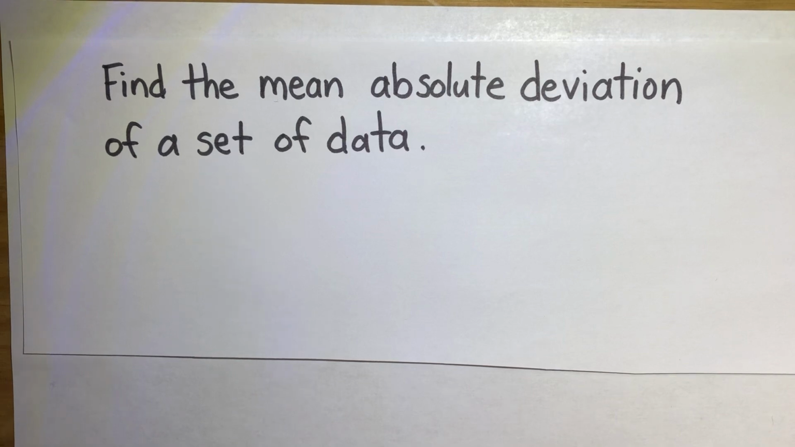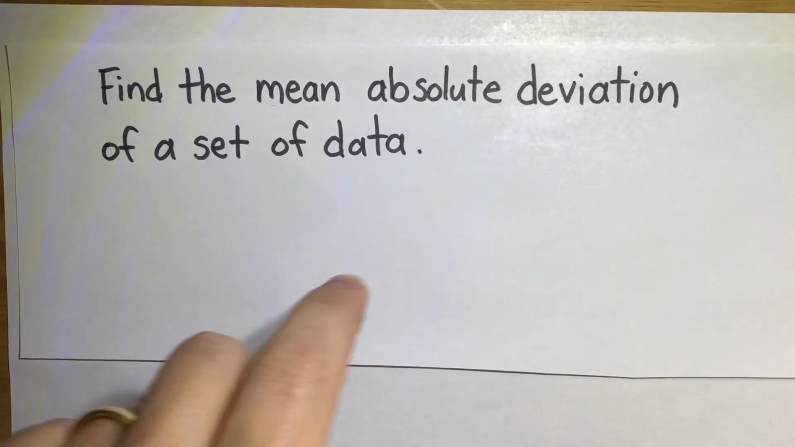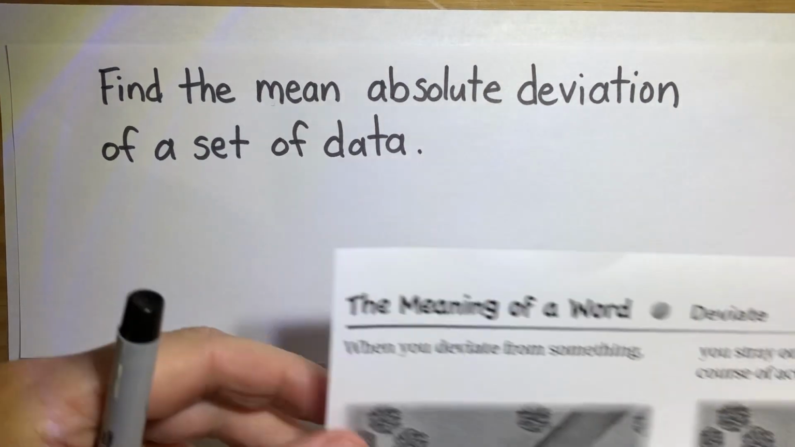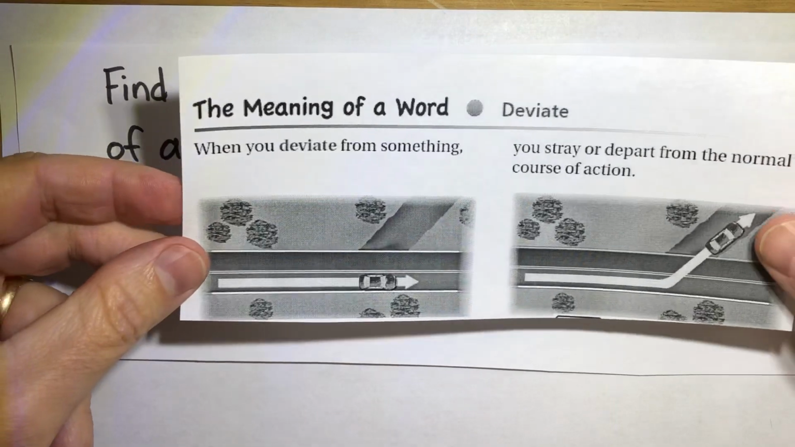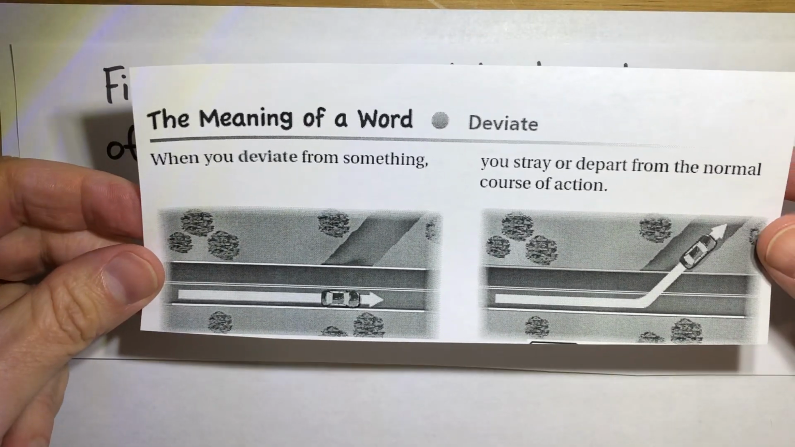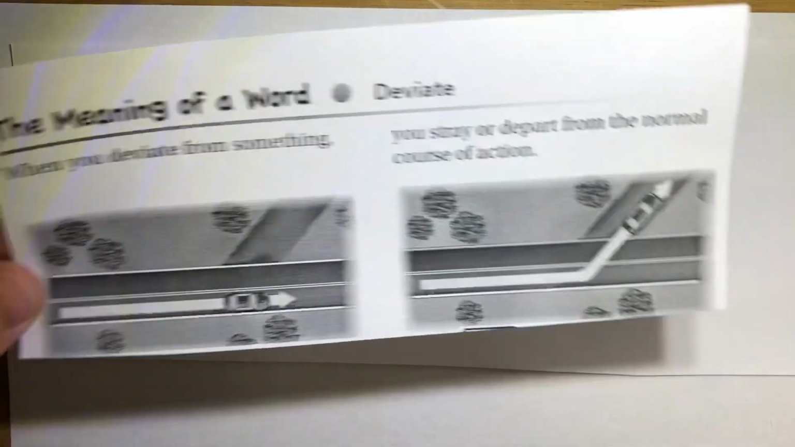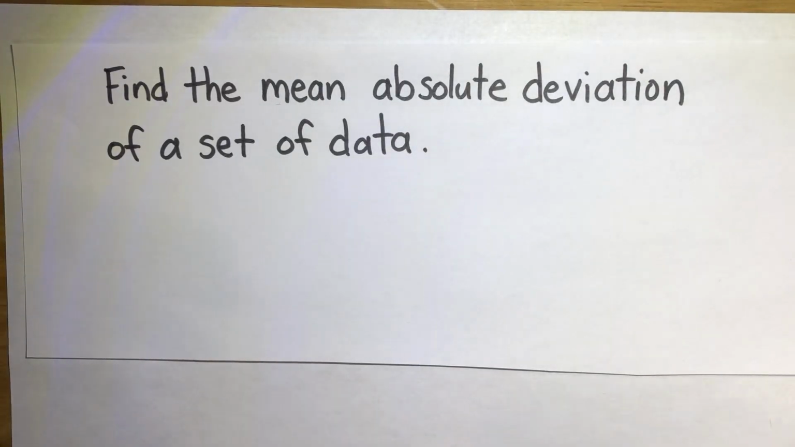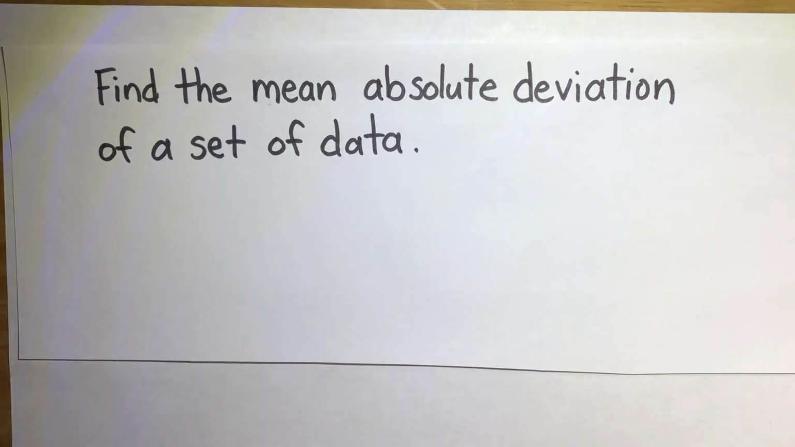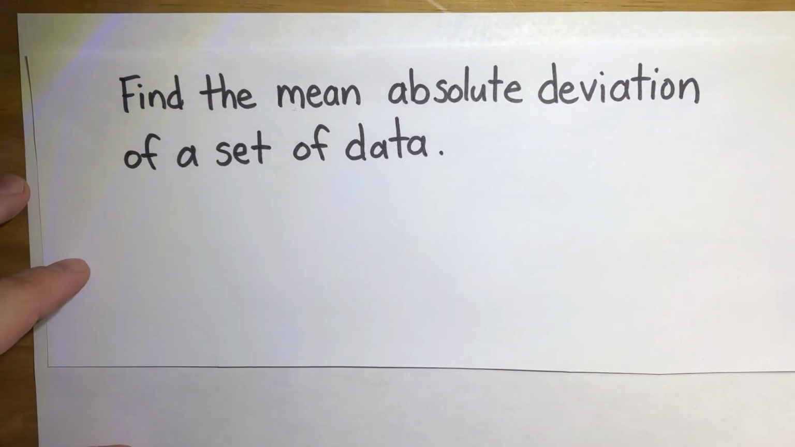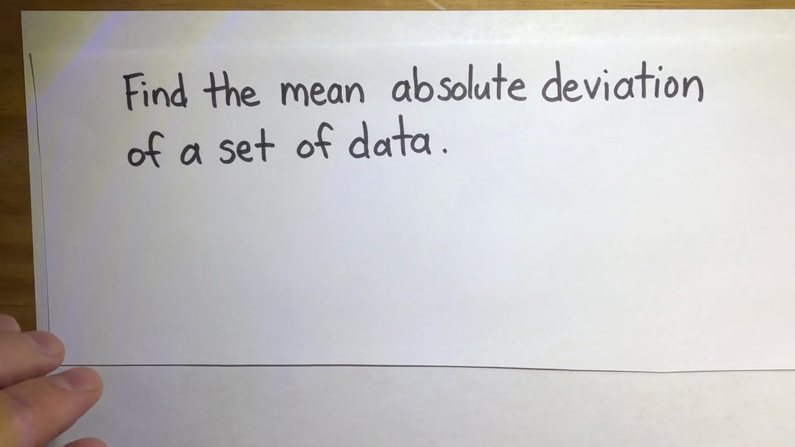We've already learned about range and interquartile range, which are single numbers that represent how far spread out a data set is. And so the other key word here is the word deviation. And so what that word means, if you were to break that out, when you deviate from something, you stray or depart from the normal course. So deviation is a measurement on how far something is from the norm. Okay, so we're going to be talking about mean absolute deviation.